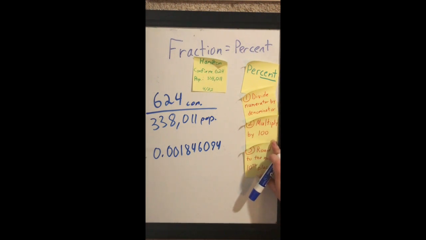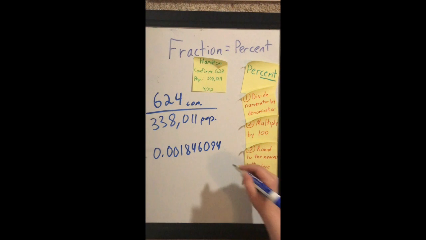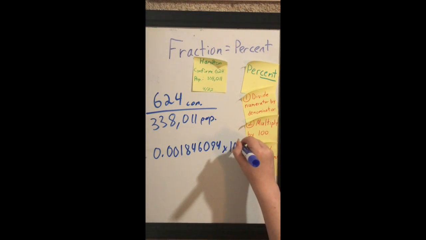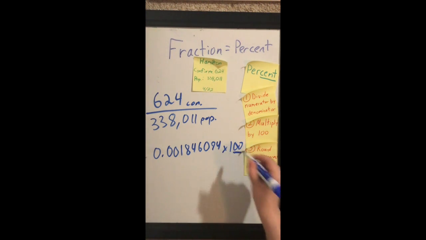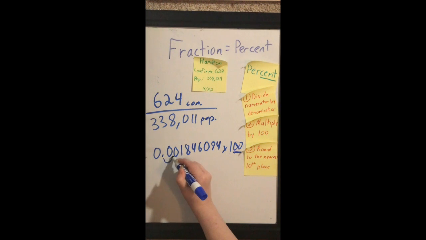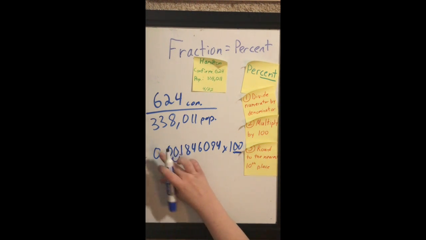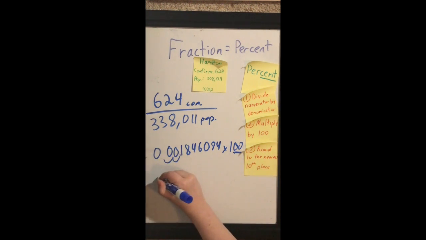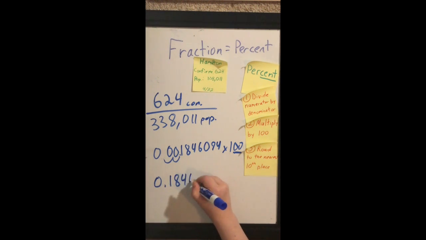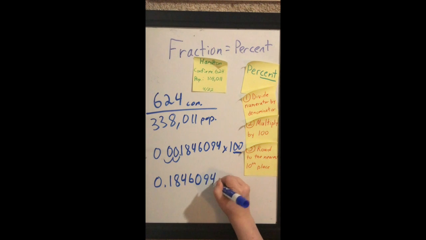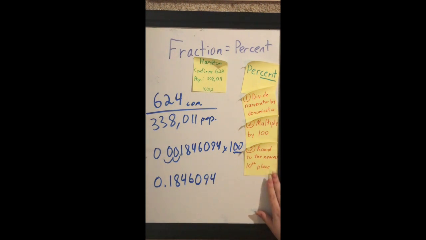So our second step is to multiply by 100. So for multiplying by 100, we have two places here. We're going to move our placeholder. So 1, 2. So the new number I will write down here is 0.1846094. Now this is still too large to work with, so we're going to round to the nearest 10th place.